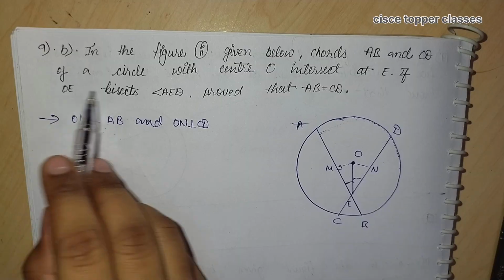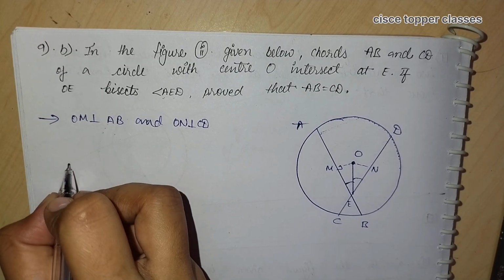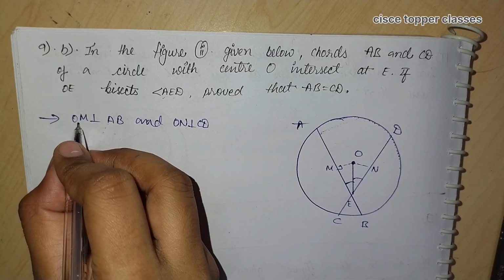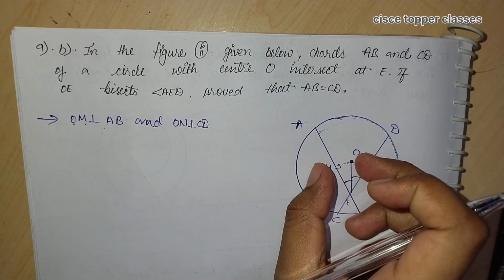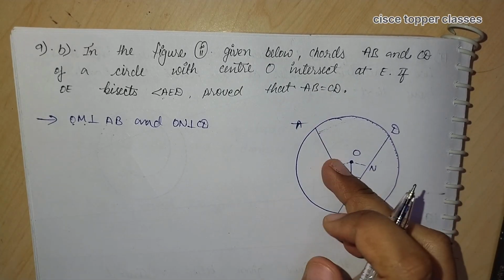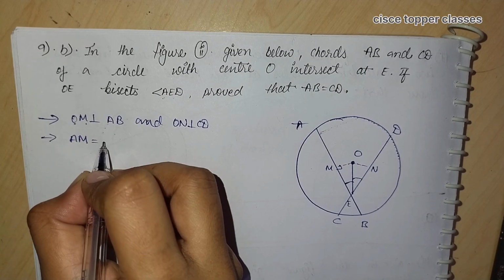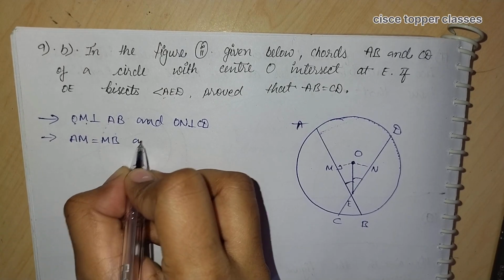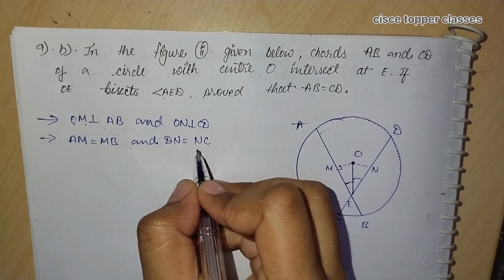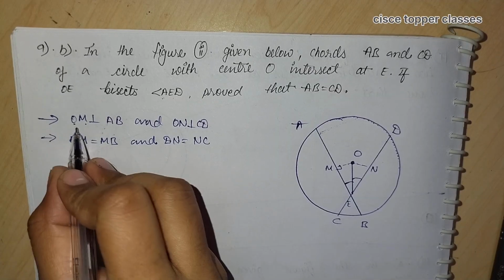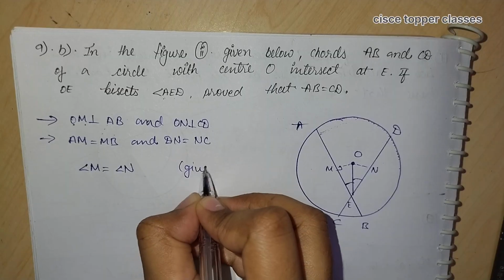And as it is given that OE bisects angle AED, firstly we will write that OM is perpendicular to AB, which means it is the median here. So we can simply write that AM is equal to MB here, and DN is equal to NC. And if this is perpendicular, we can write angle M is equal to angle N. This is given to us.